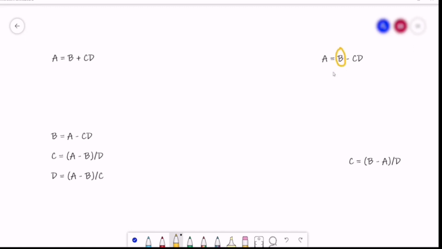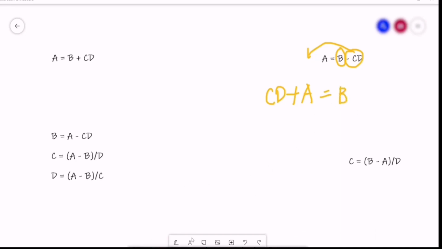Next, if B is the one missing, we would have to move negative CD towards the left side of the formula, causing it to become positive. Positive CD plus A equals B. So that's how simple it is when we're getting B. Right, so we'll just have this A plus CD.